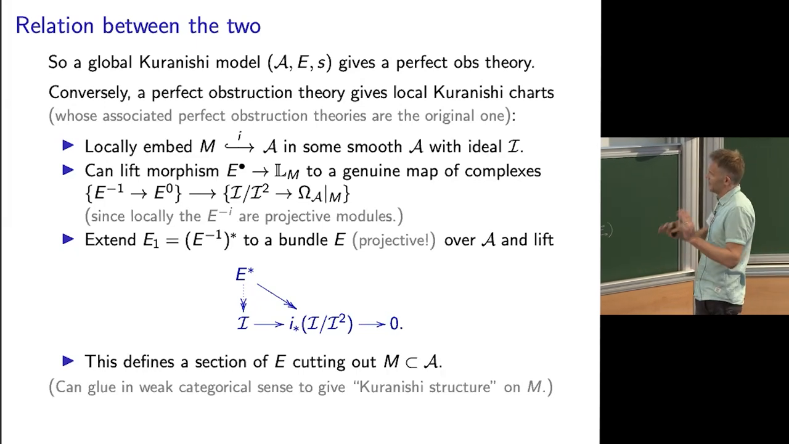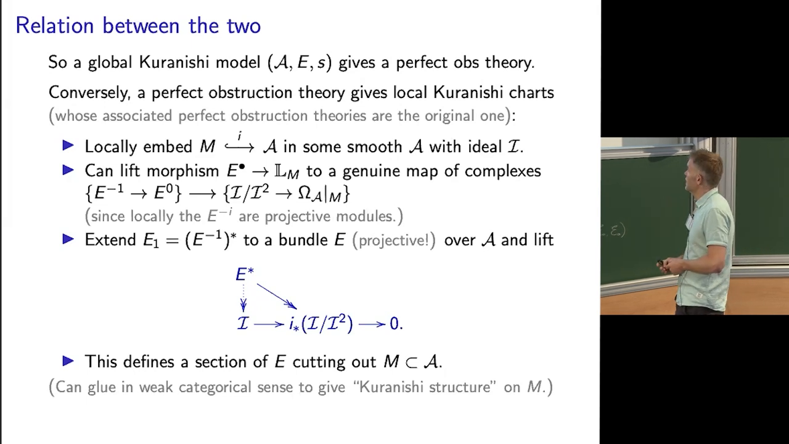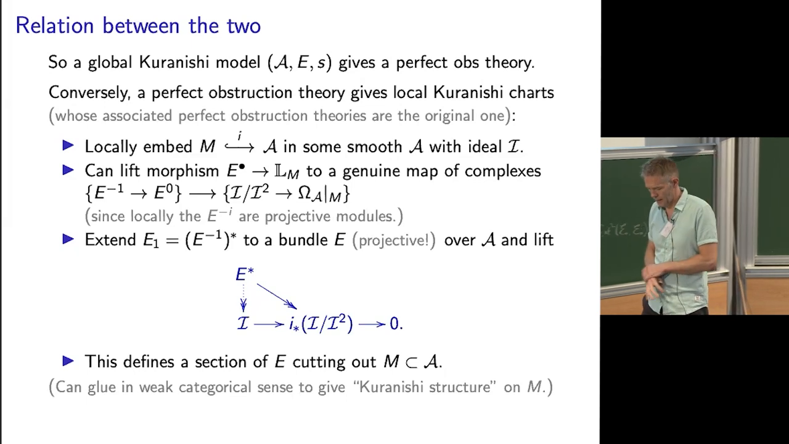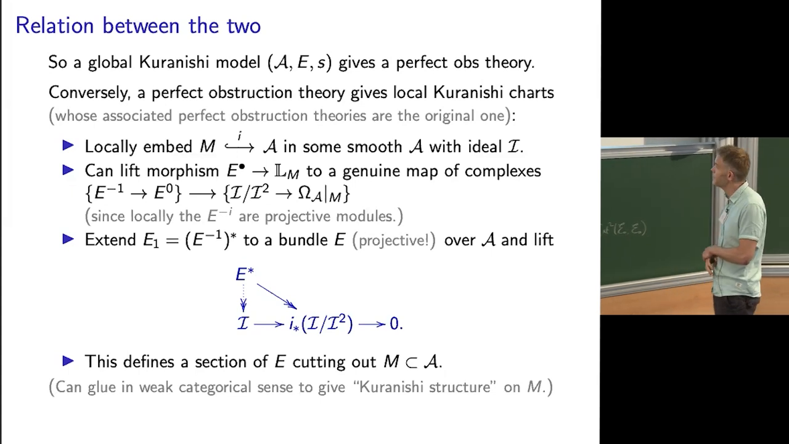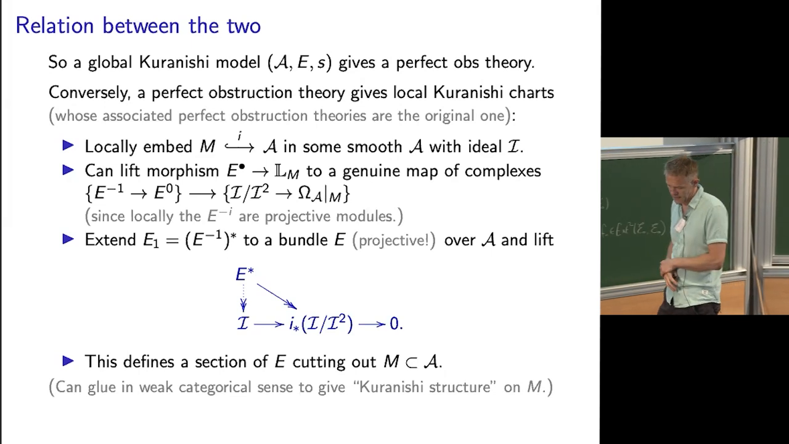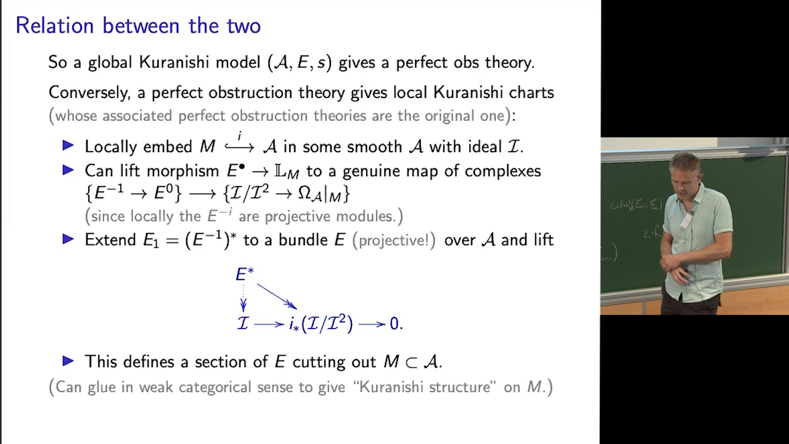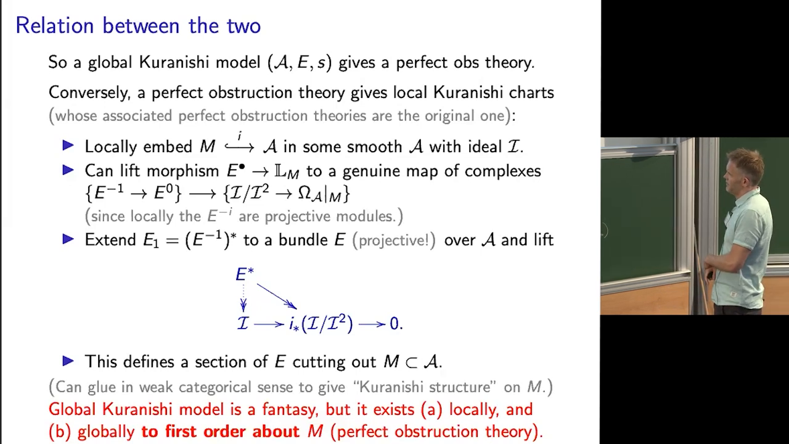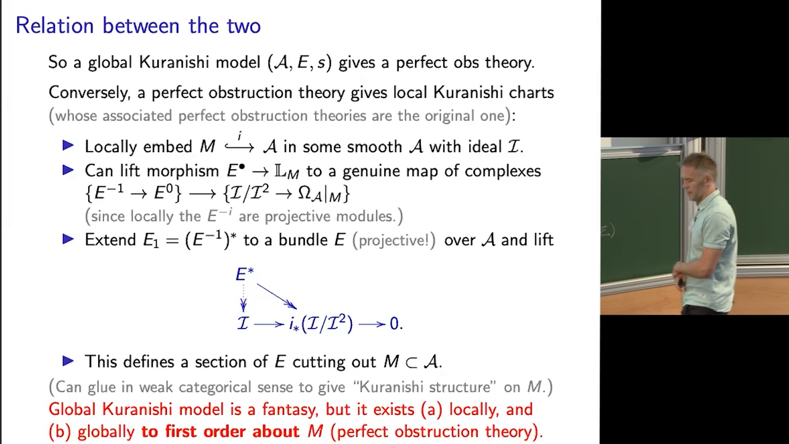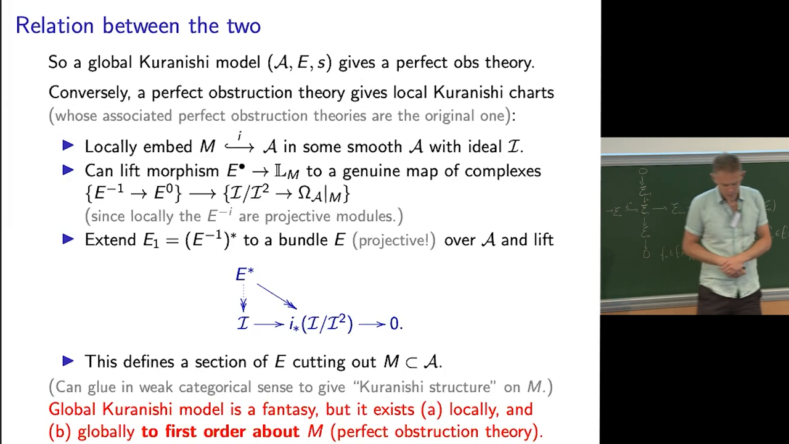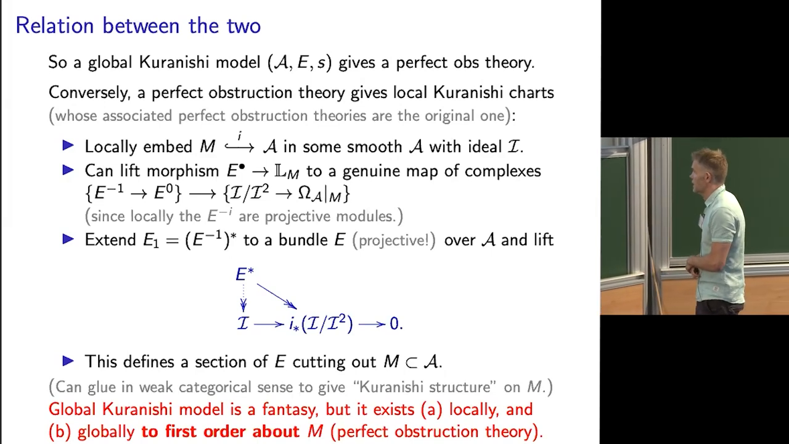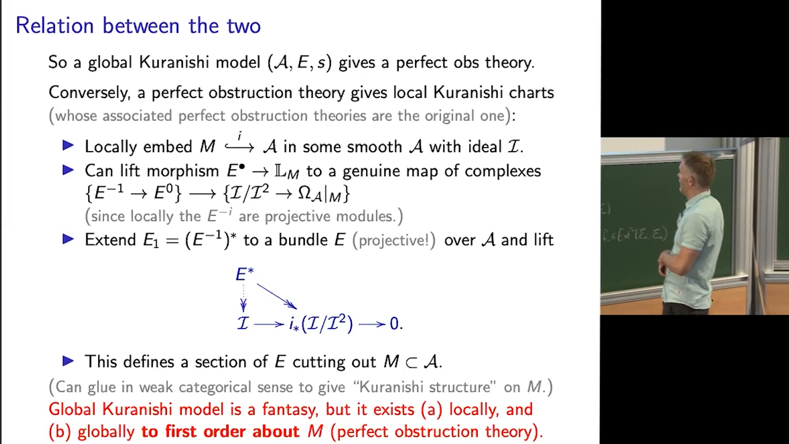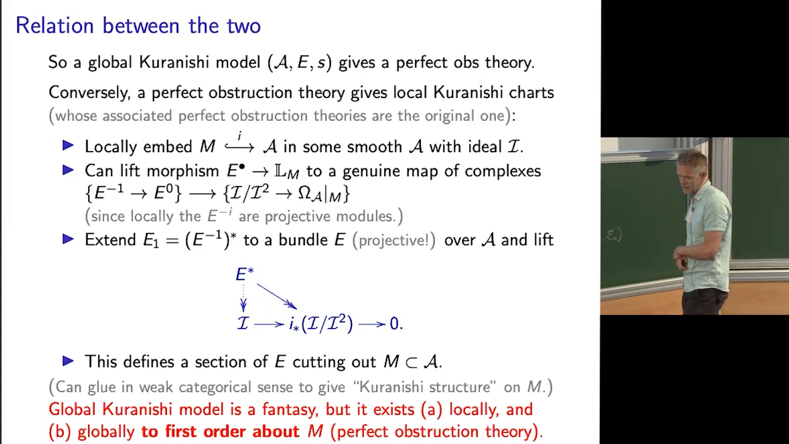And then there's a weak categorical, homotopy, infinity-category nonsense way of gluing these local Kuranishi structures. I mean, they glue extremely weakly. They don't really glue in any geometric sense. Over open sets, they define something called a Kuranishi structure on M. And so you find these Kuranishi structures on M, suitably defined, are the same thing as perfect obstruction theory. So the upshot is that the model is a fantasy, but it exists Zariski locally. We've just seen that. And then if you're sufficiently infinity-homotopy enough, you can imagine a world in which you can patch them. And if you don't like that, instead, it exists globally to first order about M. And that's what a perfect obstruction theory is: it's just the derivative of that fantasy model.